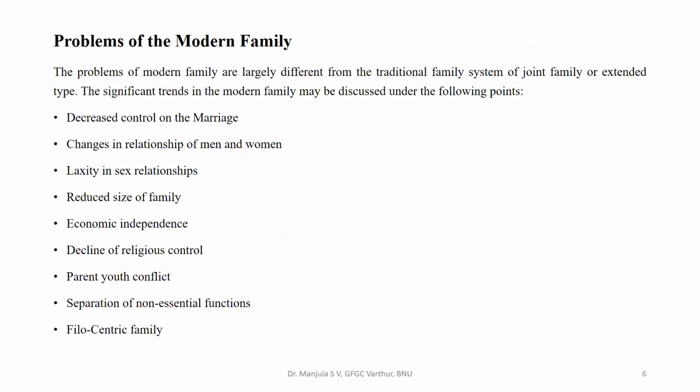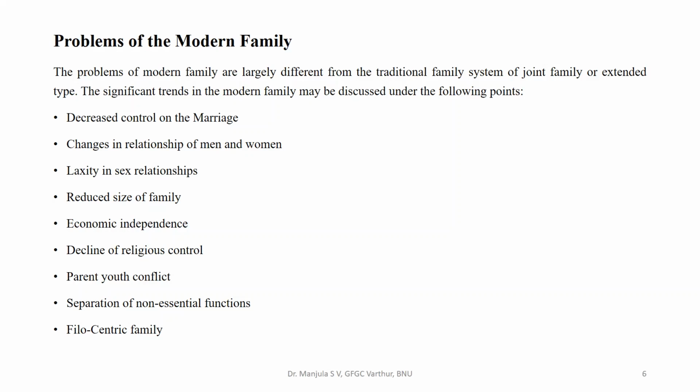Now let us look into the problems of the modern family. The problems of the modern family are largely different from the traditional family system of joint family or extended type of family. The significant trends in the modern family may be discussed as follows.